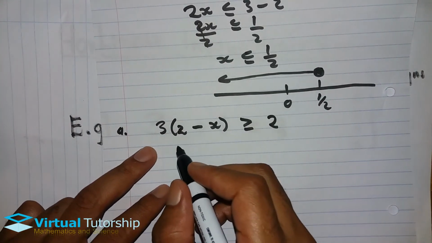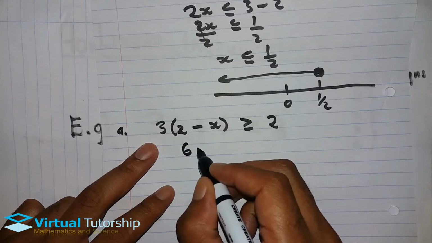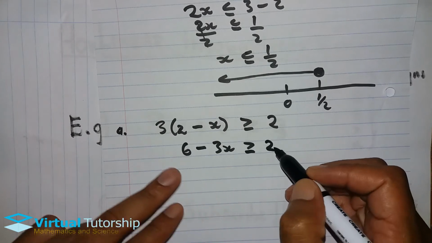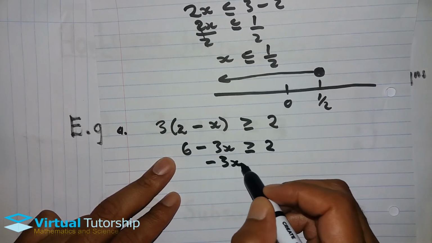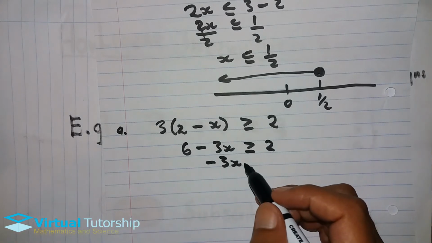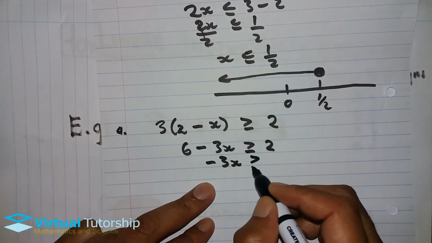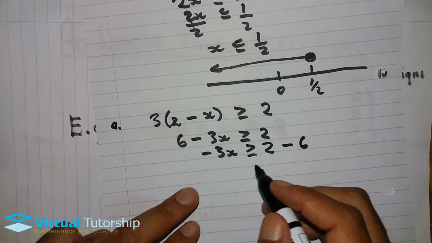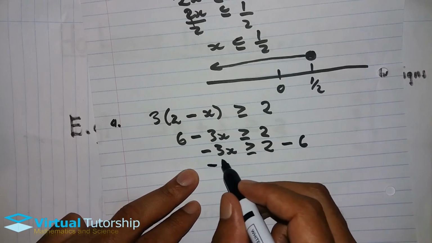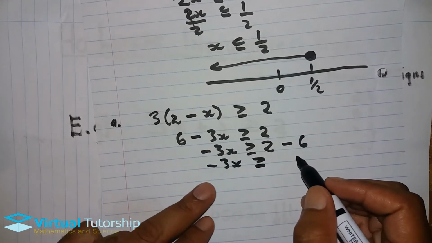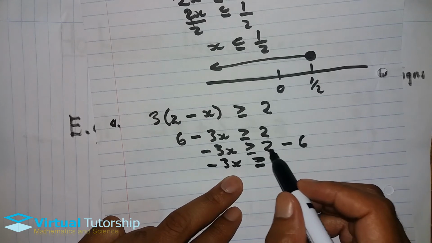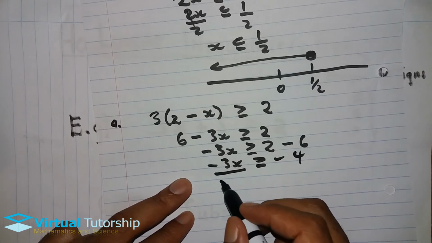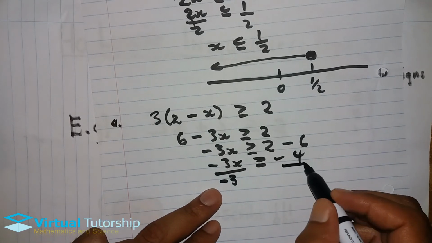So simplify the bracket, it's going to be 6 minus 3x greater than or equal to 2, and then I'm going to group the x on one side. So in other words, the minus 3x will remain on the left, then the 6 I transpose, I'm going to have 2 minus 6. So it says minus 3x greater than or equal to 2 minus 6, it's minus 4, and then divide both sides by minus 3.